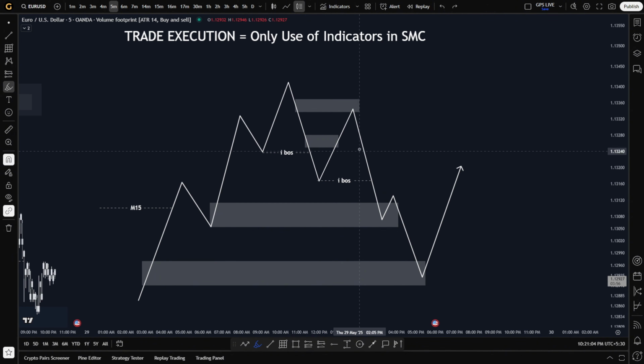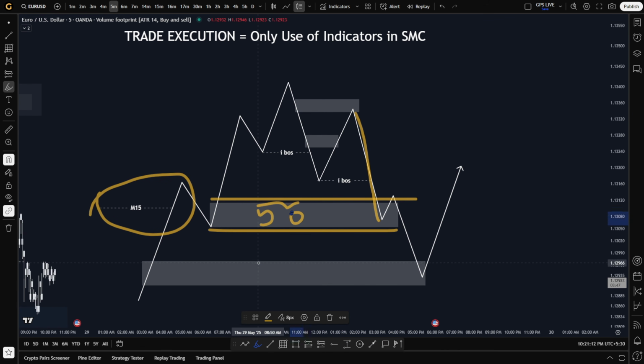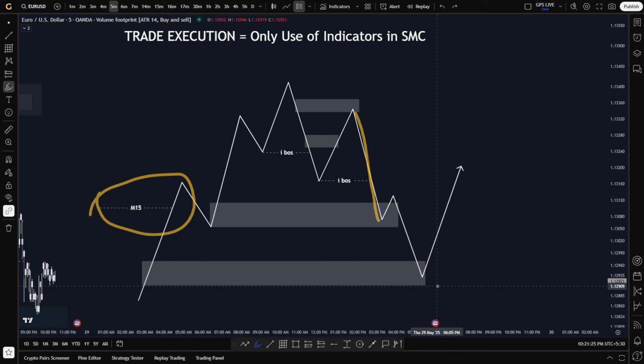Once we get a BOS to the downside, the market comes to the 15-minute OBs, two strong OBs, the 50% OB, and this is the extreme OB. So the market comes down, and now you can do the exact same thing you did right here. Wait till the delta value changes from red to green. That's all you have to do.